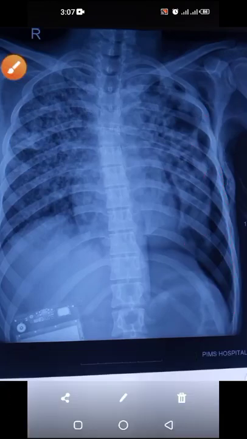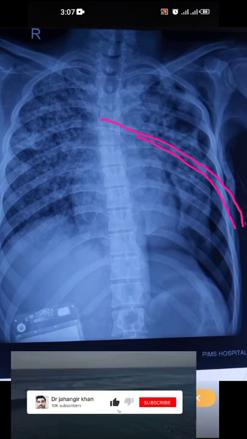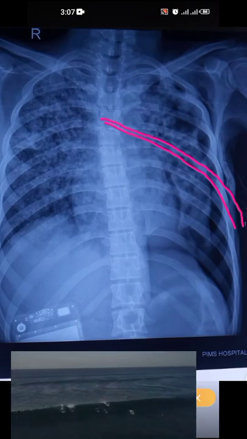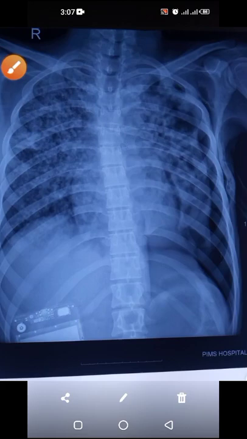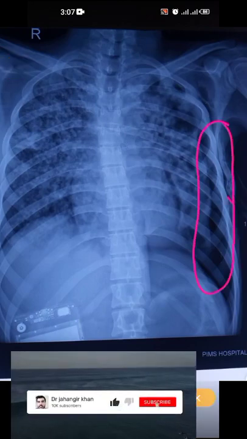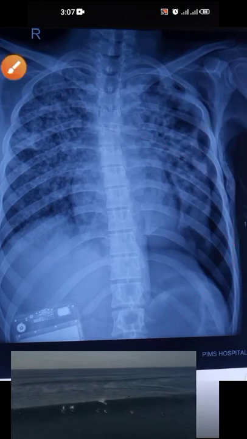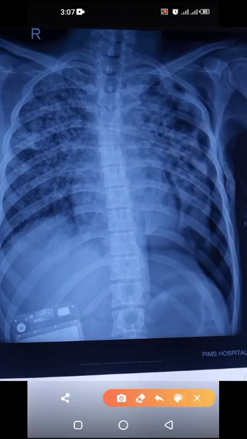And can you appreciate this chest tube which is going all the way there? So there is a chest tube in place on the left side, and this is of course an artifact, mobile, lying in the pocket of the patient. So what is your diagnosis? This is a left side pneumothorax with chest tube in place with bilateral diseased lung.